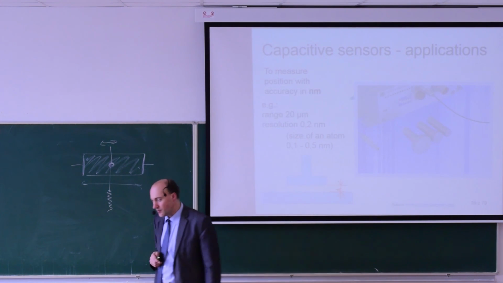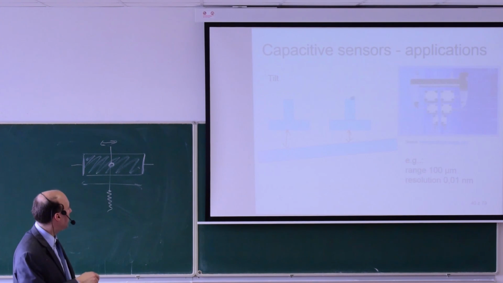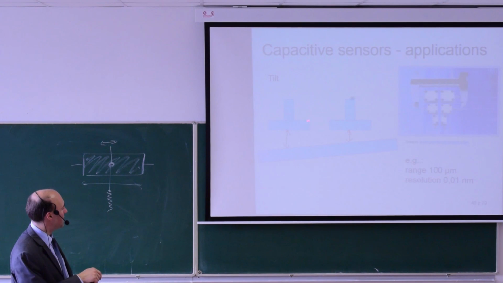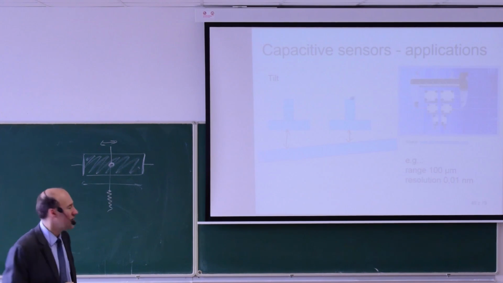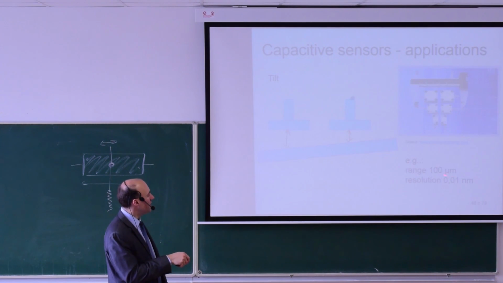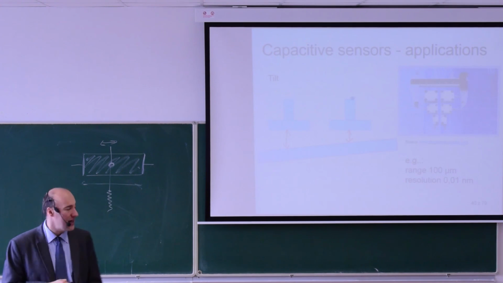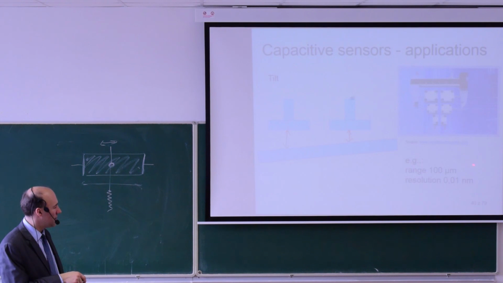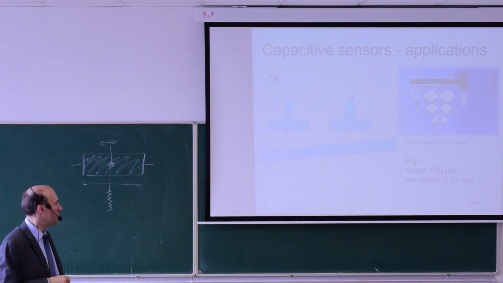You can also measure tilt. So if you have two capacitive sensors like this, then you measure basically the distance, and you can calculate the angle. Another example here: this sensor that you see on the picture has a range of 100 micrometers and a resolution of 0.01 nanometer.